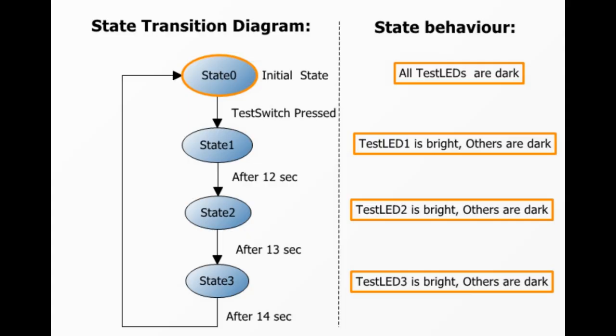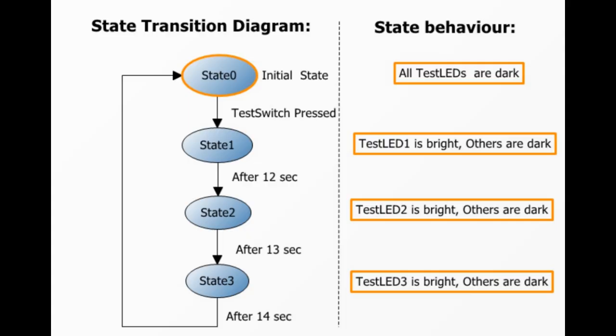State 0 is the initial state. All 3 LEDs are off. The system waits for a momentary button press. The button is connected to GPIO 21 and labelled test switch in the diagram. When test switch is pressed, the system transitions to state 1.